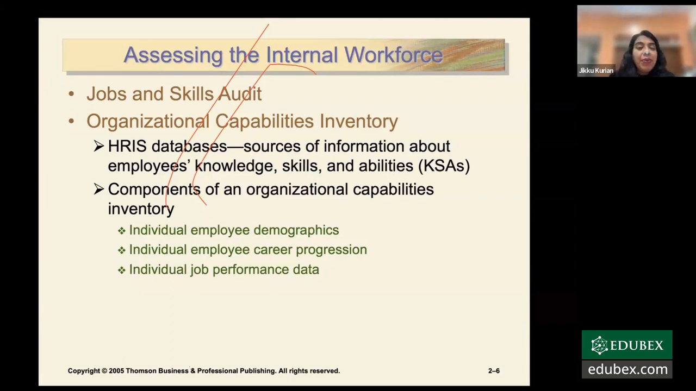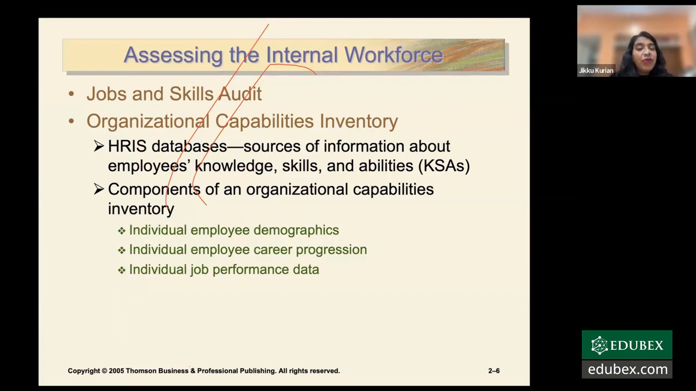So, organizational capabilities inventory. Organizations normally have a human resource information system database. This is a source of information about employees' knowledge, skills, and abilities. We call it KSA. So for every job, we will look into the knowledge, skills, and abilities of the employees and see whether these KSAs are contributing to the betterment of the organization. If we realize that the knowledge, skills, and abilities these particular employees possess are not adding value to the organization, then those employees may not be required in the future.